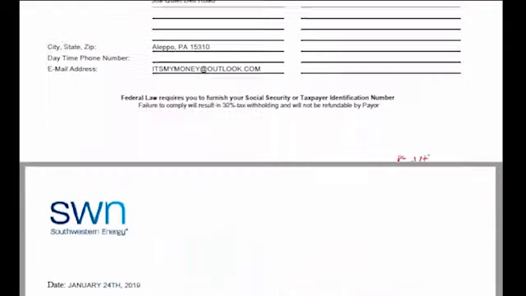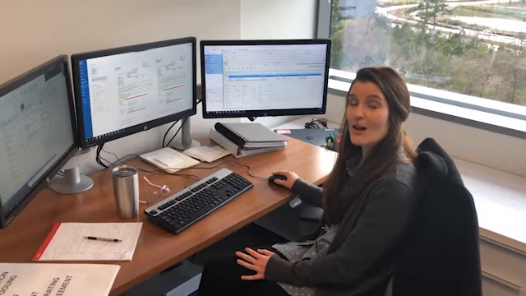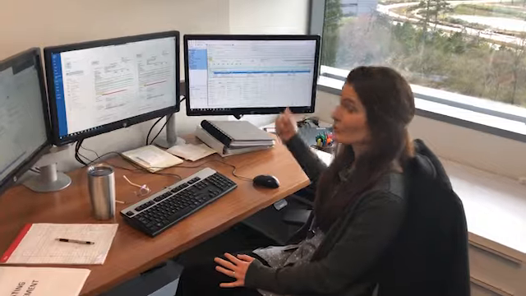This is also a good place to let the owners know of any documents we require to confirm title and release payment. Okay, so we've got the well set up in our system, and now we can print checks and division orders.